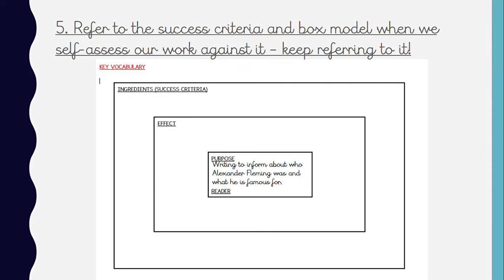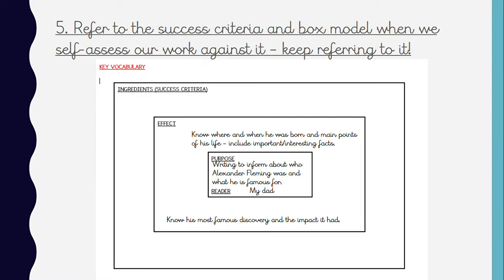I've changed it slightly. So our purpose is writing to inform. The reader in this case is someone's dad who's going to read it. Okay, the effect. What effect do I want to have on the reader? They need to, at the end of this, know where he was born. They need to know who he was and what he was famous for. I'm going to include lots of important, interesting facts to keep them interested. I need to tell them about his most famous discovery and keep them engaged, as I said.